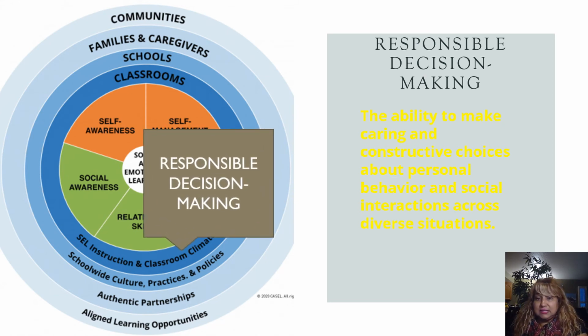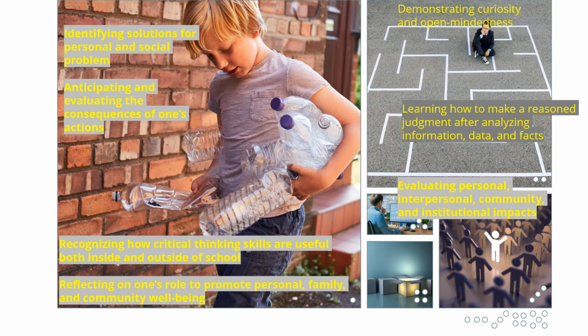And what is it? It's the ability to make caring and constructive choices about personal behavior and social interactions across diverse situations. Responsible decision-making also includes the ability to consider ethical standards and safety concerns and to evaluate the benefits and consequences of various actions for personal, social, and collective well-being. So let's take a look at some examples.